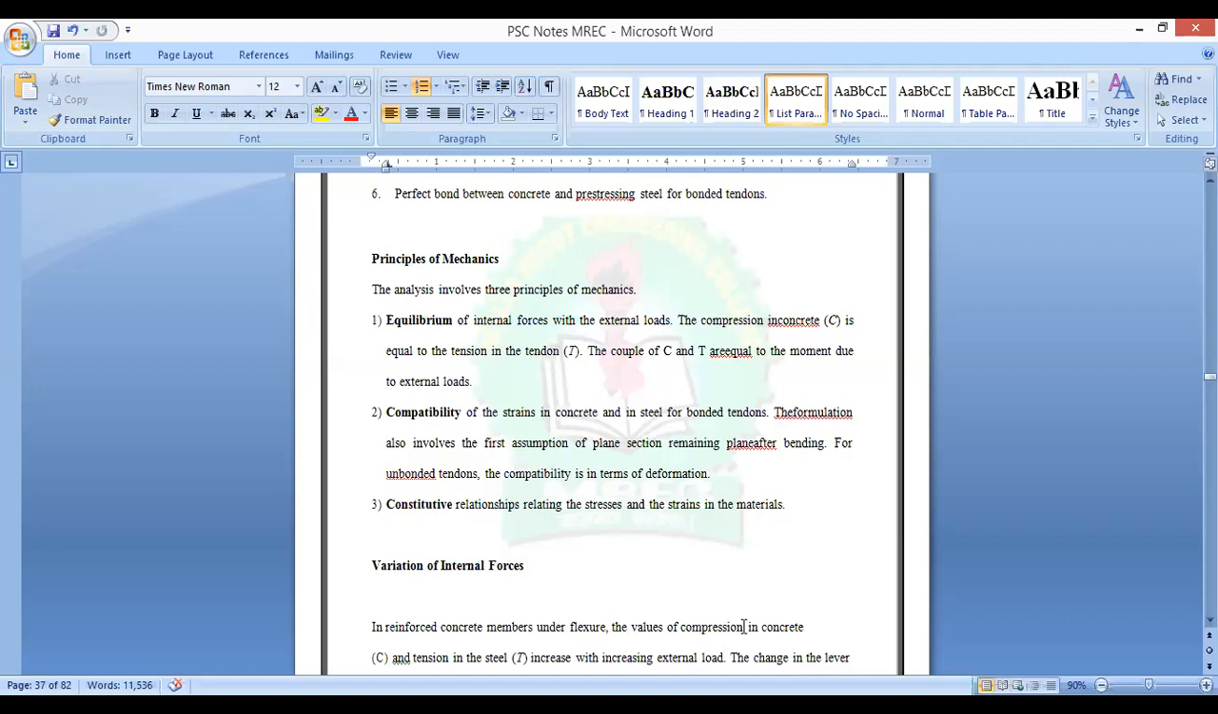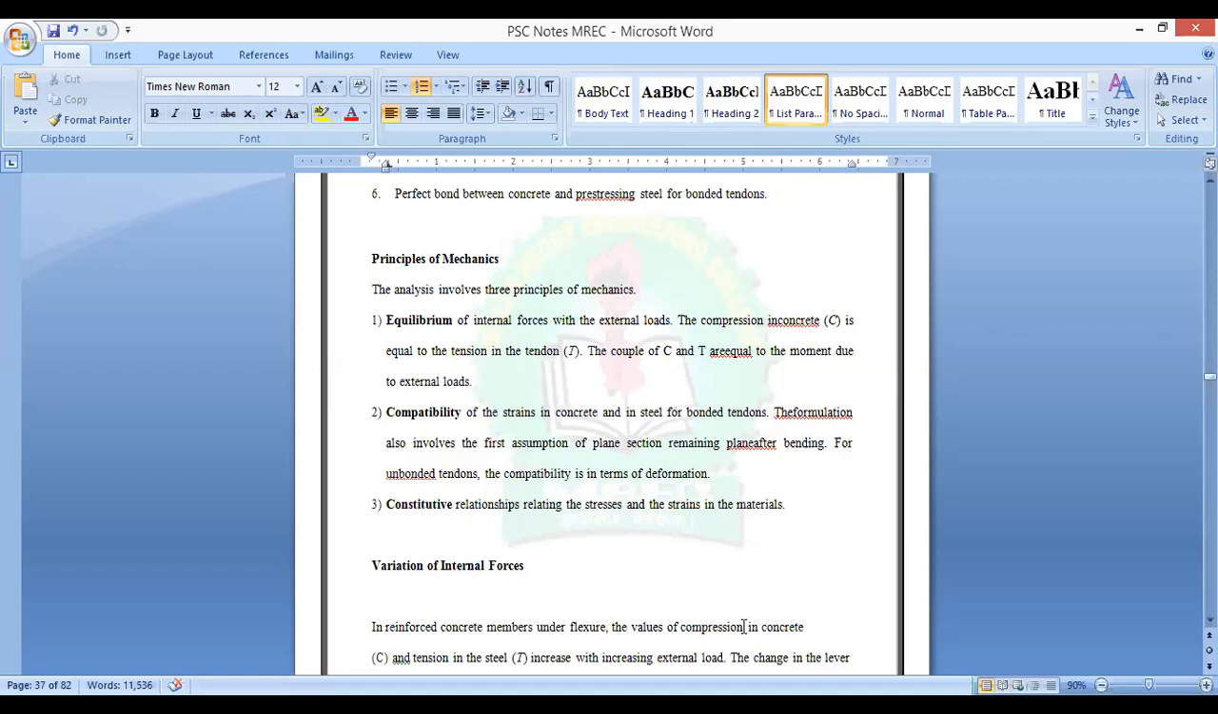I think we all know about equilibrium. Why? Because in analyzing determinate or indeterminate elements of structures, you have used the equilibrium conditions, right? What are the equilibrium conditions? Summation of horizontal forces is equal to 0, summation of vertical forces is equal to 0, summation of moments is equal to 0. Those are the equilibrium conditions. In the same way, the first principle we use to analyze pre-stressing elements is equilibrium. Equilibrium in the sense of equilibrium of internal forces with the external forces.